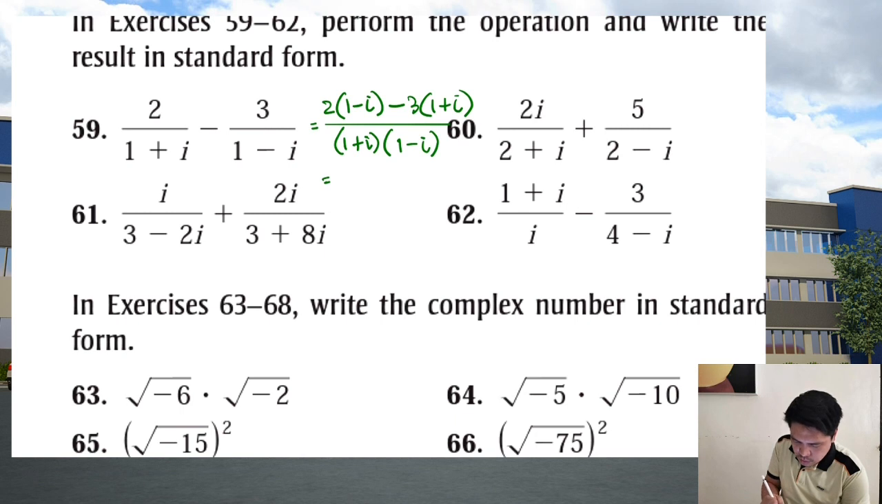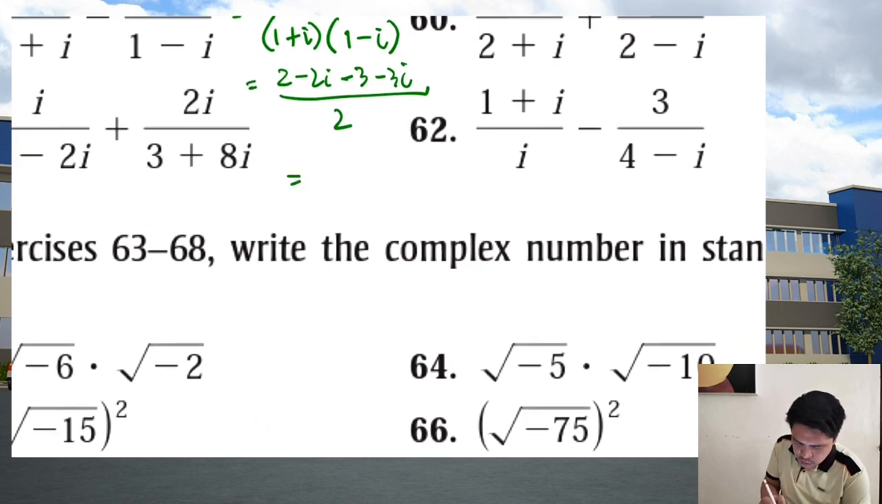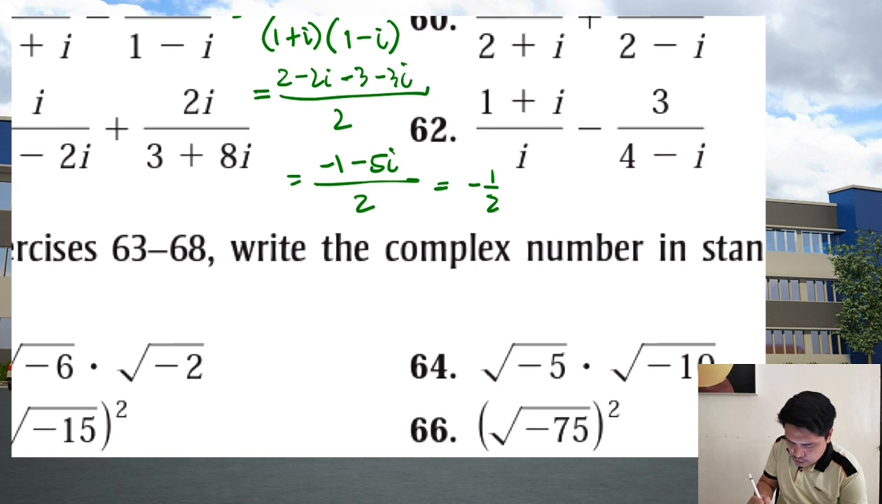Then we have to simplify. We'll have 2 minus 2I minus 3 minus 3I over. So what will happen dito? So 1 squared plus 1 squared. So we have 1 plus 1, 2. Okay? So anong susunod? Wait, na-distract ako dito. Dapat nasa gitna. Ayan. So 2 minus 3 is negative 1. Then negative 2 minus negative 3, both ay may I, is negative 5I divided by 2. So in standard form, that would be negative 1 half minus 5 halves I. So ito yung answer natin.